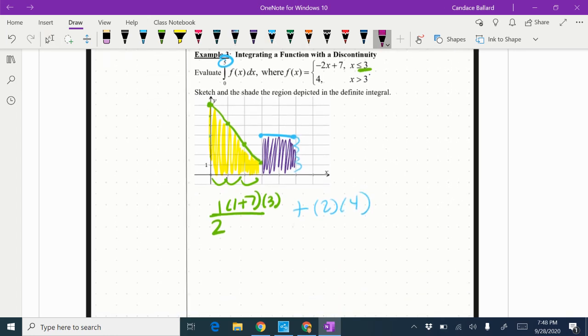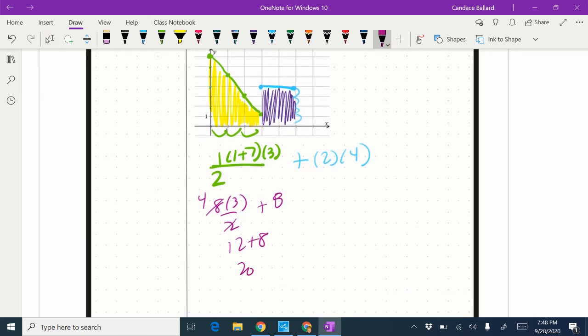All right, we're going to do the arithmetic. So let's see, we've got 1 plus 7 is 8 times 3 over 2 plus 8. 2 goes into 8 4 times. So we've got 12 plus 8, which is 20.